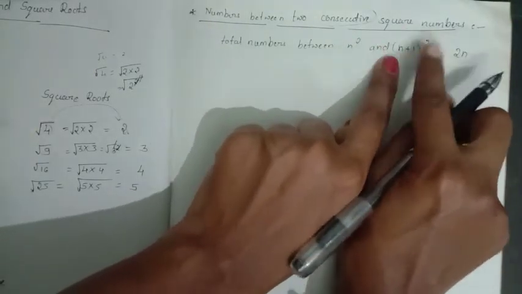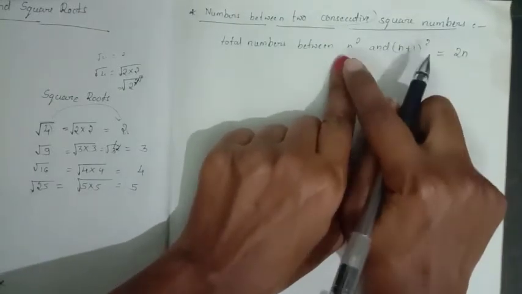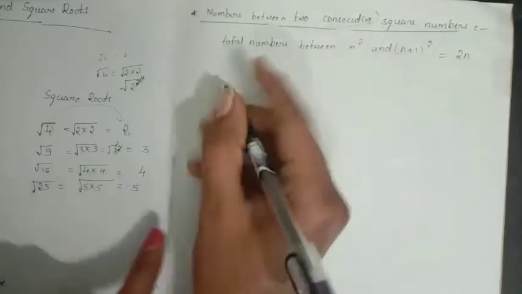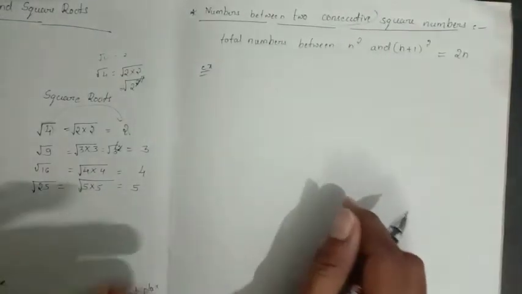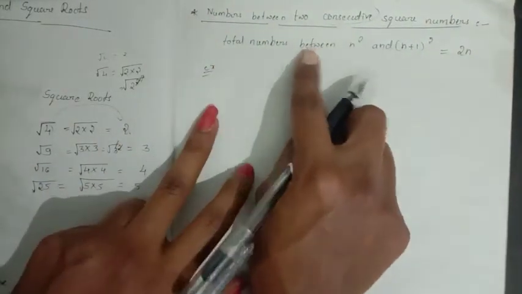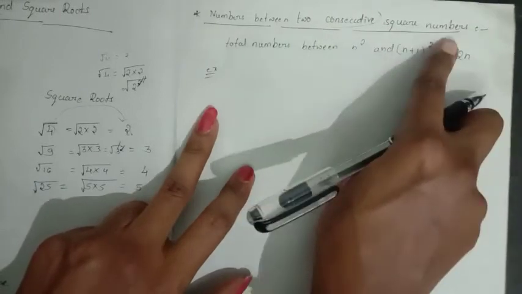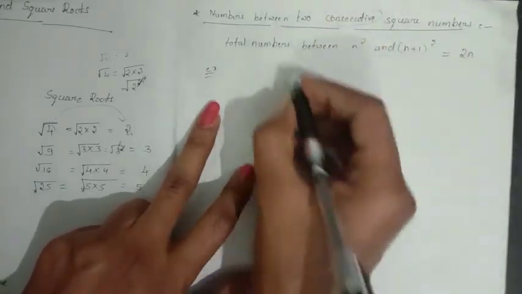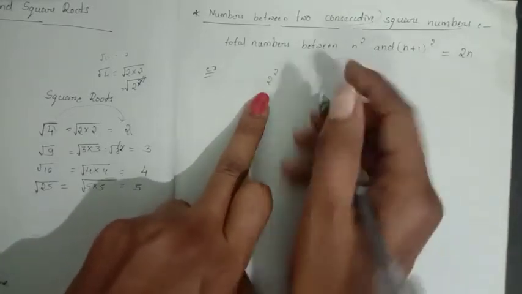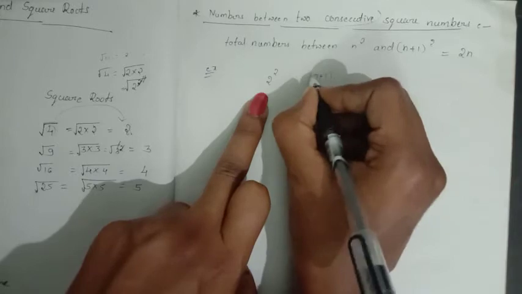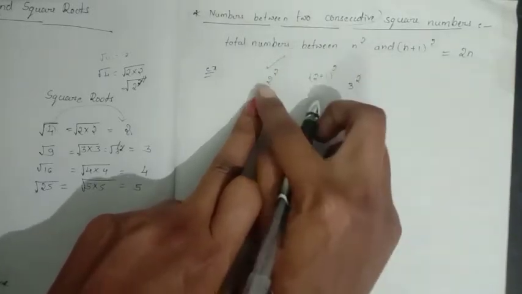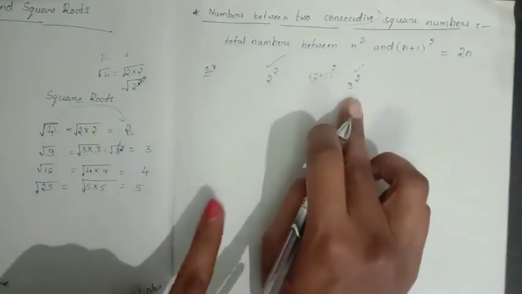And the other is consecutive. Consecutive means n is the first number, so n plus 1 is the second number. One example will help you see how these differ. You have to find the numbers between two consecutive squares. So take one square number, for example 2 square. What is the second consecutive? You take 2 plus 1 whole raised to square, which is nothing but 3 square. So one number is 2 square and the other is 3 square.